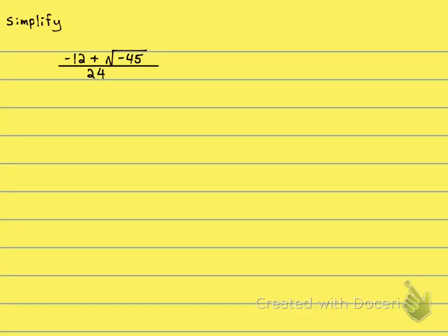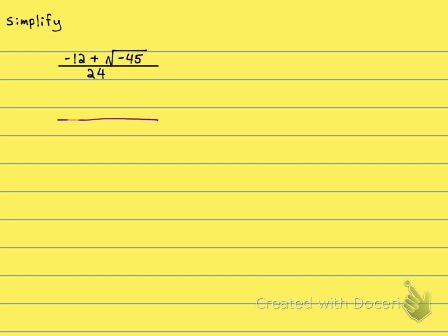We're going to simplify this thing, and first thing to note is they have a radical. So I want to see if I can simplify the radical, and I can. First thing I note with the radical is that there's a negative under the radical. So I know that I can make that an imaginary number, and that's the first thing I'm going to do.